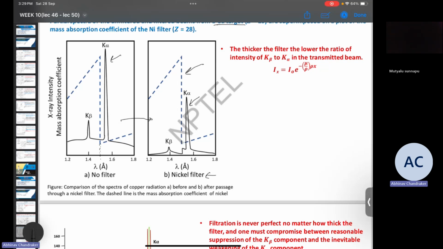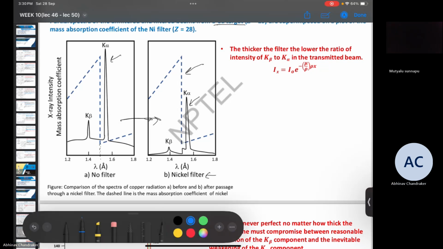So from this kind of X-ray absorption plot, we can get a plot which will be something like this. Initially we had K beta as well as some background X-rays, but after putting the filter, the K beta as well as background X-rays reduced and the K alpha was reduced to a much lesser extent. So the X-ray has become more monochromatic, that of a single wavelength, after putting the filter.